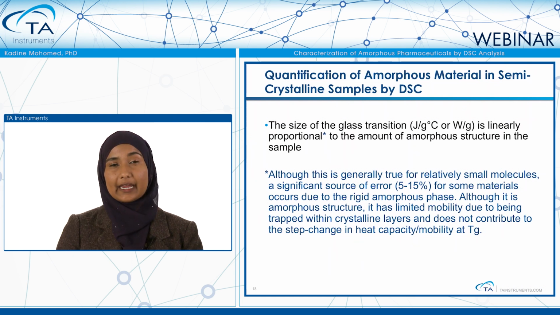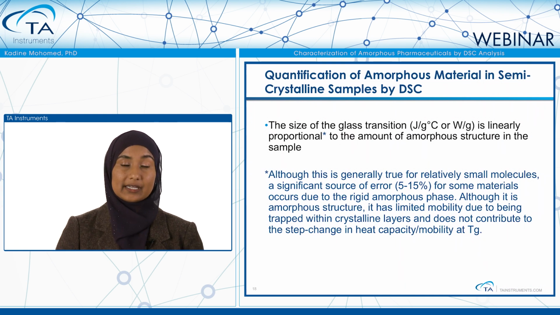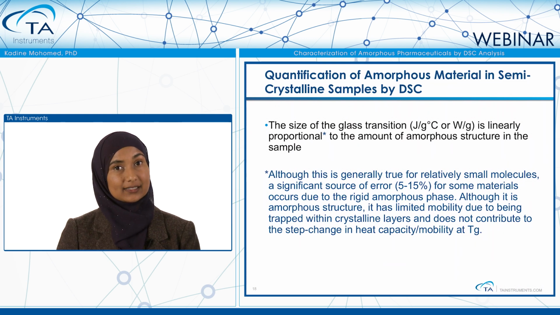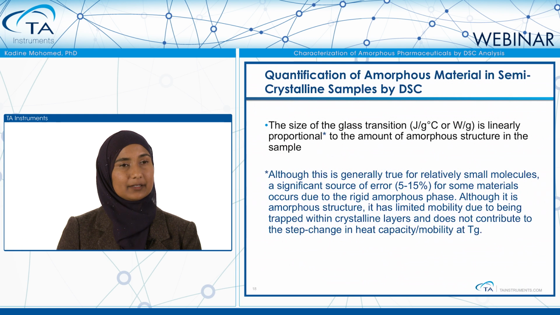So, the quantification of amorphous materials in semi-crystalline samples. Let's say I have some amount of amorphous lactose in a generally crystalline lactose preparation. The size of the glass transition, or the size of the step change of the heat capacity, the delta CP, is typically linearly proportional to the amount of amorphous structure within that sample.